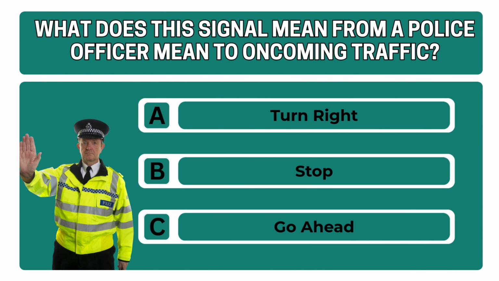What does this signal from a police officer mean to oncoming traffic? A. Turn right. B. Stop. C. Go ahead. The answer is B. Stop.